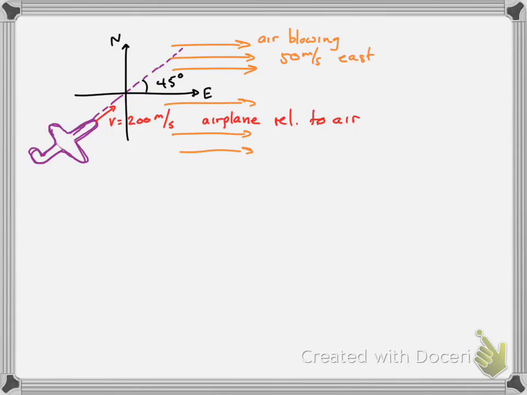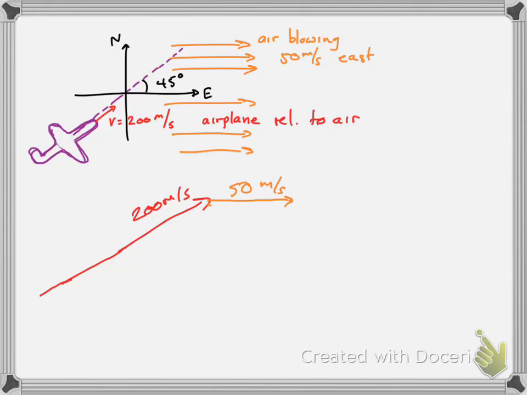So the velocity of the airplane relative to the ground is going to be the sum of those two vectors, right? The velocity of the airplane relative to the air, let's just draw it, is 200 meters per second. But then the air is pushing that airplane 50 meters per second to the east. Not a good scale diagram. Whoops. That should have been a little shorter compared to the 200.